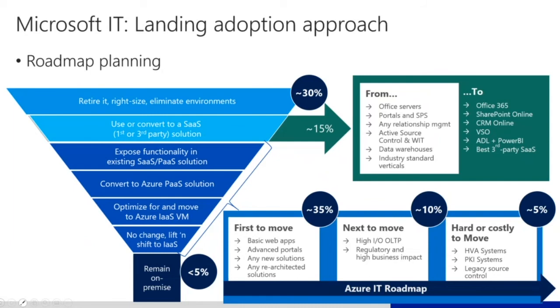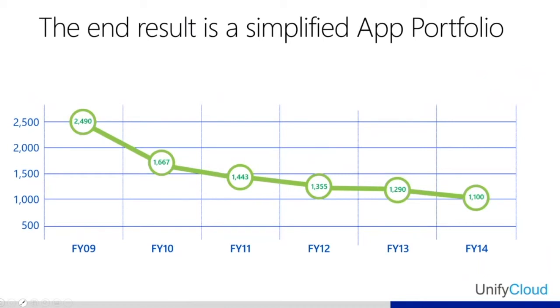Similarly, we also look at their application portfolio. As you can see, there was a large reduction in the application portfolio, and this is just up to 2014. After this, the curve is going further down, as they are telling me. You can see that from almost 2,490 applications, they reduced to 1,100. This is called application portfolio simplification. Every year they look at their applications and think, do we really need this application in the cloud, or even if we need it in the cloud, how long do we have to run it there?